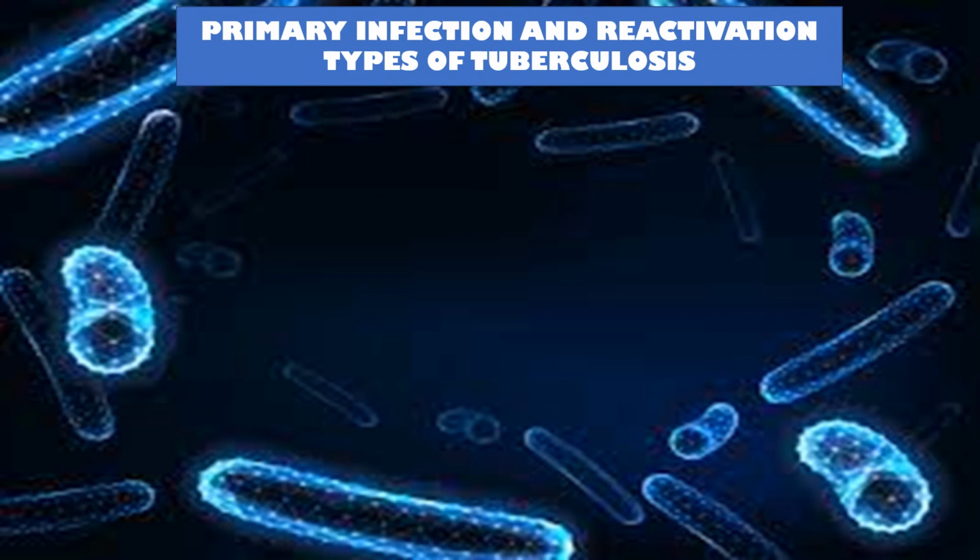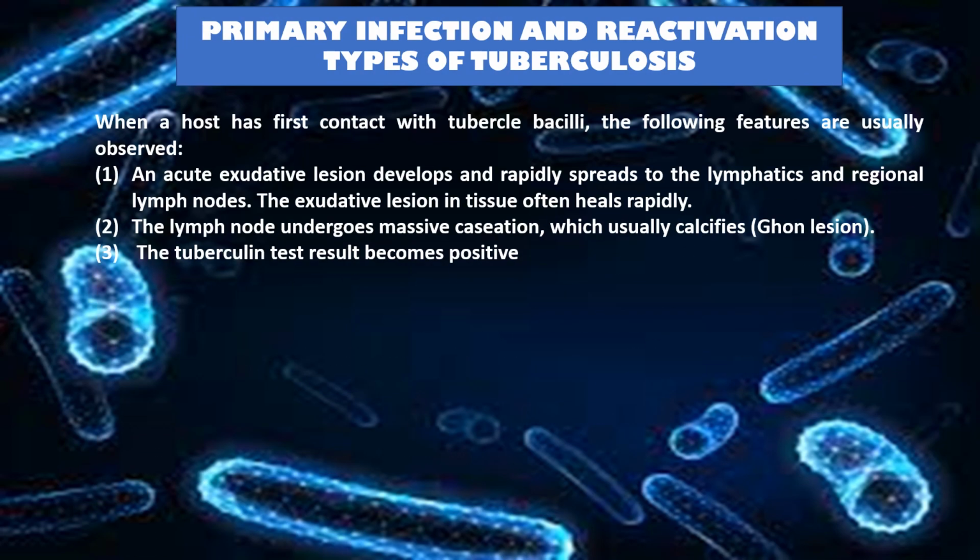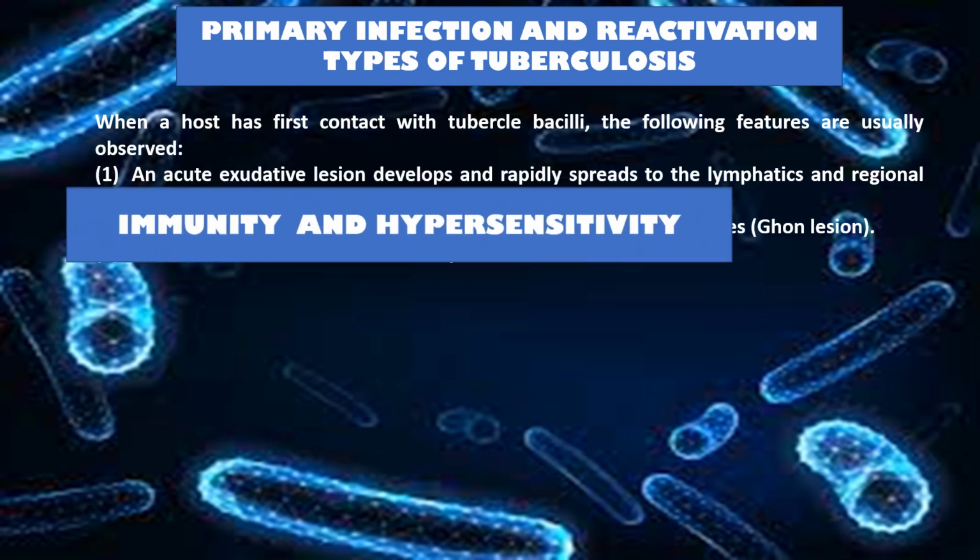Primary infection and reactivation types of tuberculosis. When a host has first contact with tubercle bacilli, the following features are usually observed. 1. An acute exudative lesion develops and rapidly spreads to the lymphatics and regional lymph nodes. The exudative lesion in tissue often heals rapidly. 2. The lymph node undergoes massive caseation, which usually calcifies. And then 3. The tuberculin test result becomes positive.